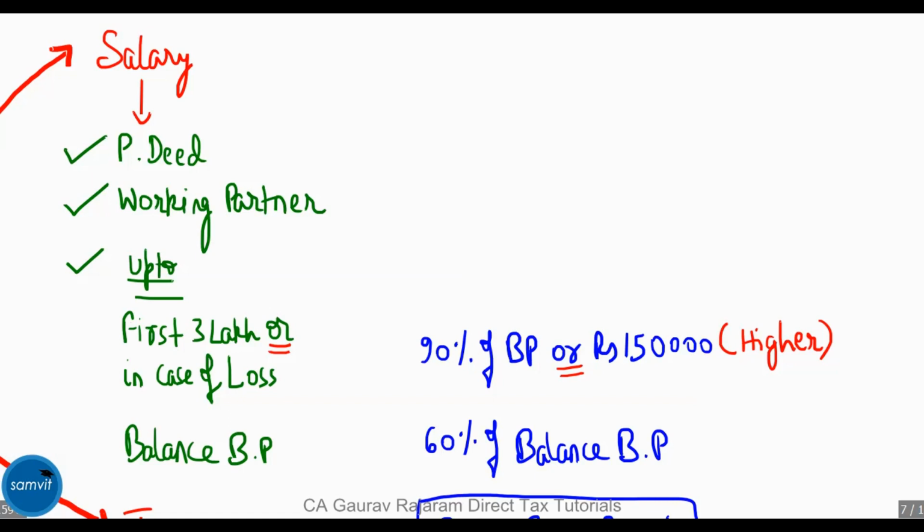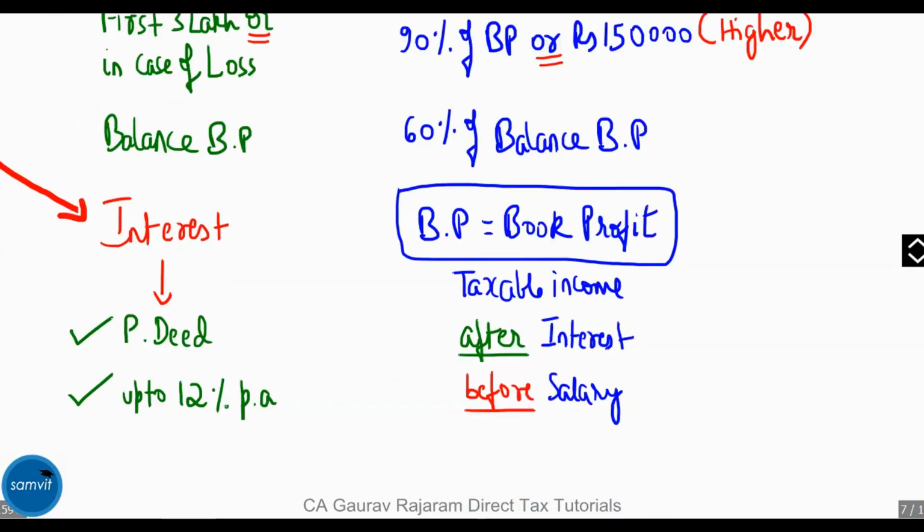For the first 3 lakh of the book profit, or in case of a loss, the limit is 90% of the book profit or 1,50,000, whichever is higher. For the balance of the book profit, it is 60% of the book profit. So what is book profit? Book profit means taxable income after interest but before salary.